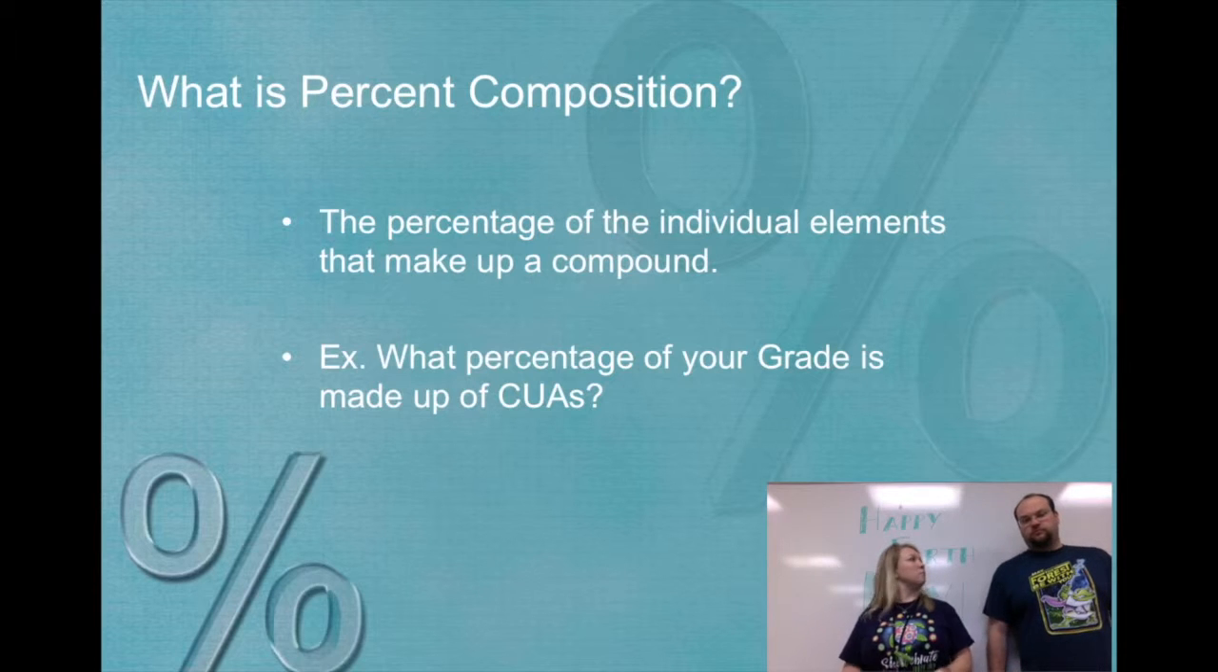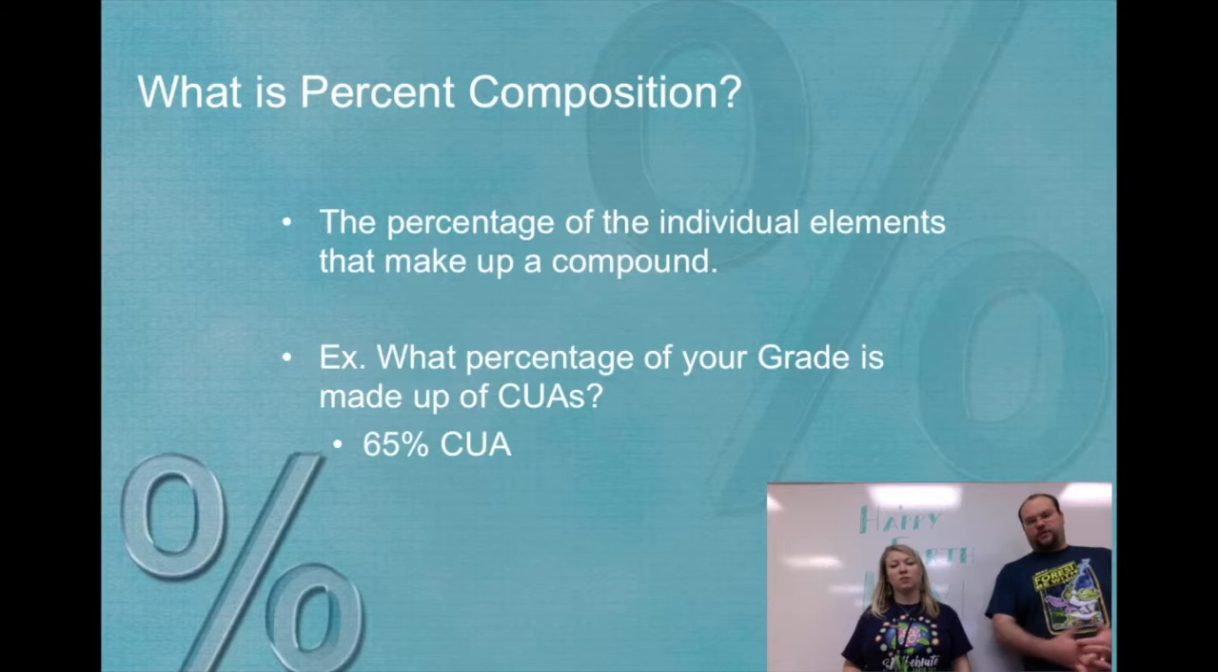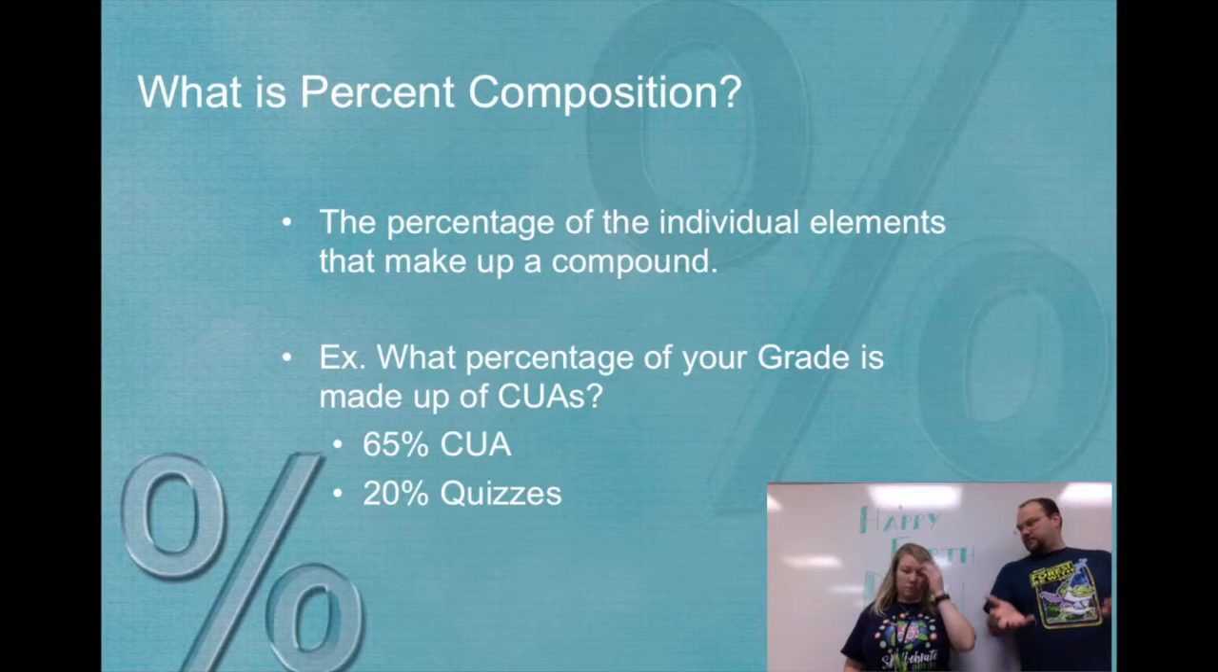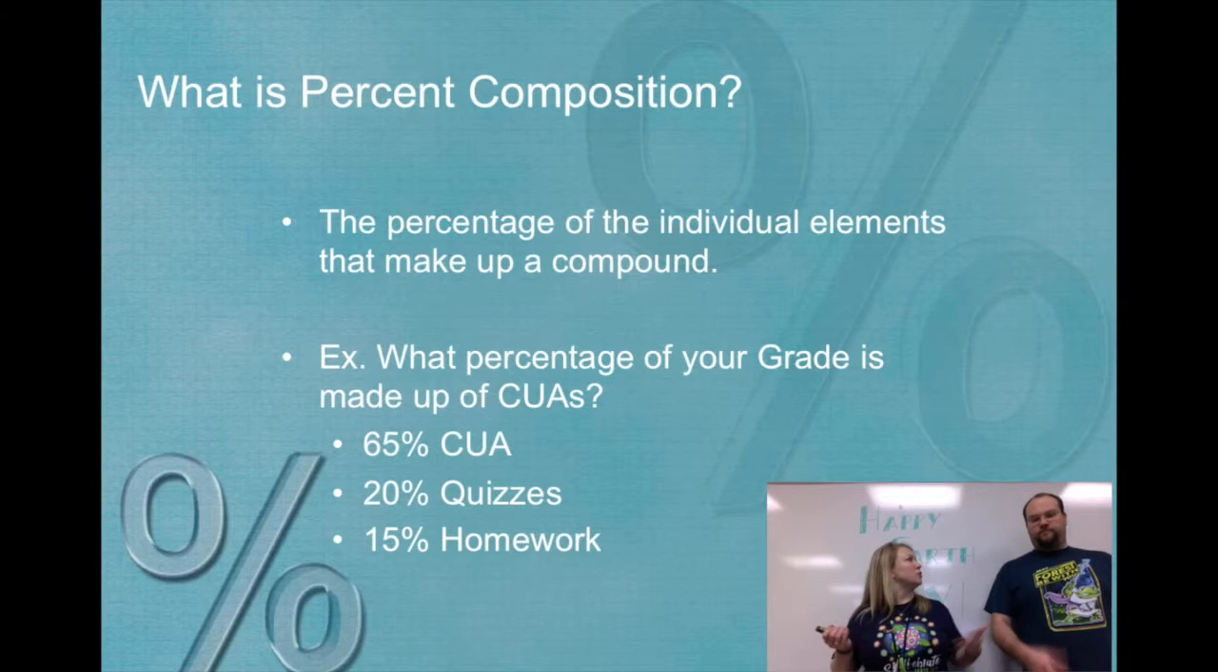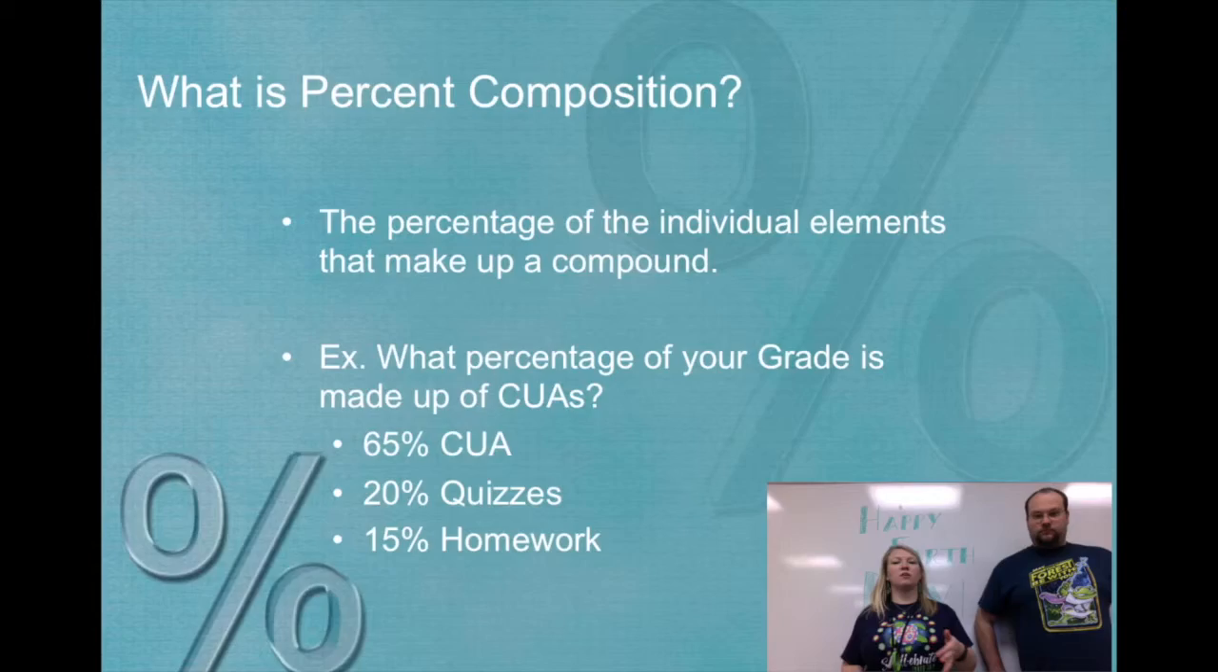The example that you would probably understand is what percentage of your grade is made up of the CUAs? Well, the CUA is 65% of our grade, so it's 65% composed of CUAs. That's percent composition. And when you add all those up, that equals 100, and that's how you figure out your grade. Easy.